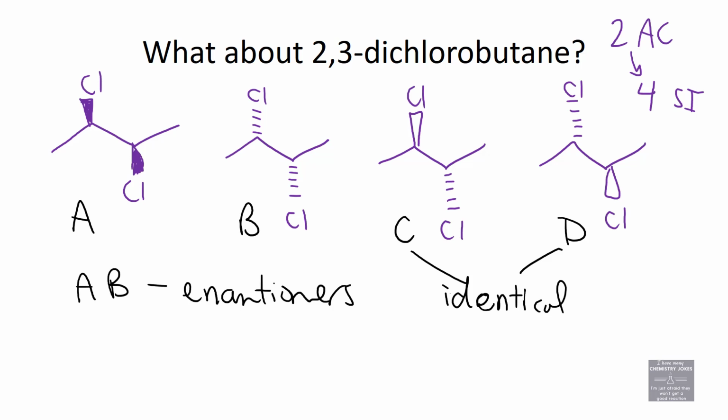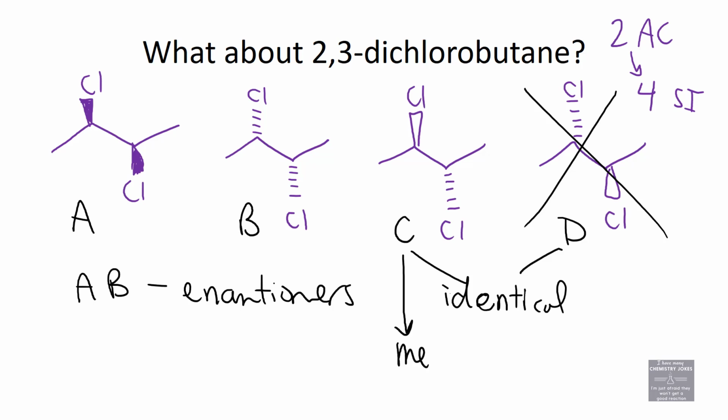So if your job was to draw all stereoisomers of 2,3-dichlorobutane, you should not draw both C and D because those are identical. You need to recognize that they're the same and therefore not draw one of them. Wait, what? I thought I got this. I know, it's confusing. Hold on.